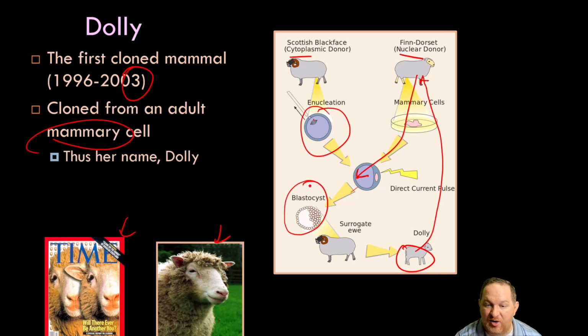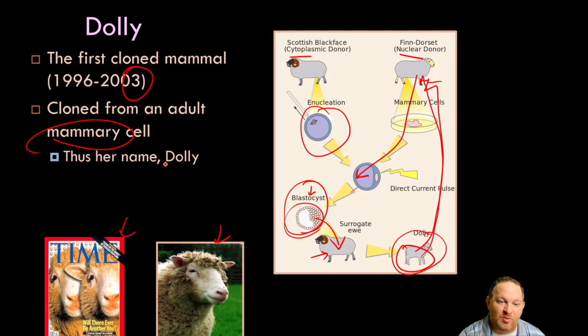We call this one right here a blastocyst. When it gets to having several of these cells from the culture, we can then take that and put it in a surrogate, and this surrogate will then birth Dolly. Notice this surrogate was not the same type of sheep, but Dolly was the sheep from the donor there, the Finn Dorset. Okay?